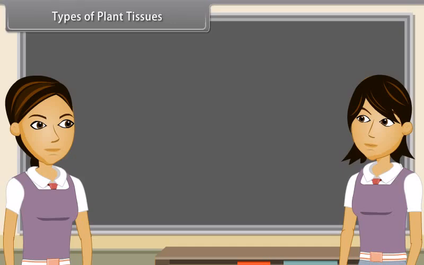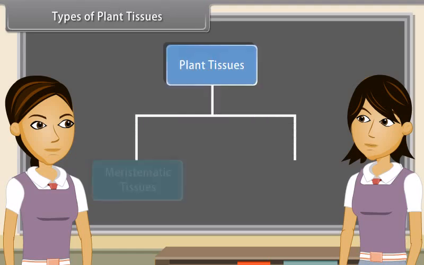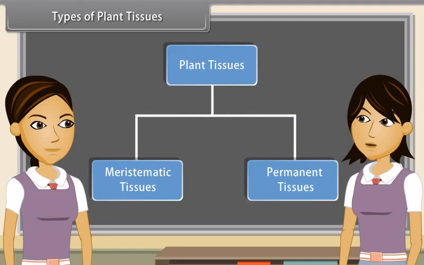Types of plant tissues. Ankita, do you know that on the basis of their dividing capacity, plant tissues are of two types, meristematic and permanent. Those tissues which divide continuously and help in increasing the length and girth of plants are known as meristematic tissues. These are found only in growth regions of plants.